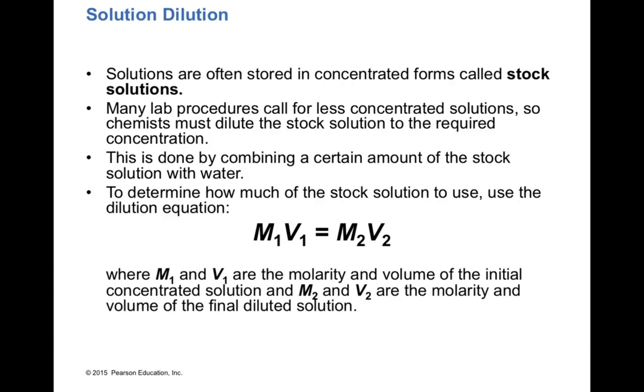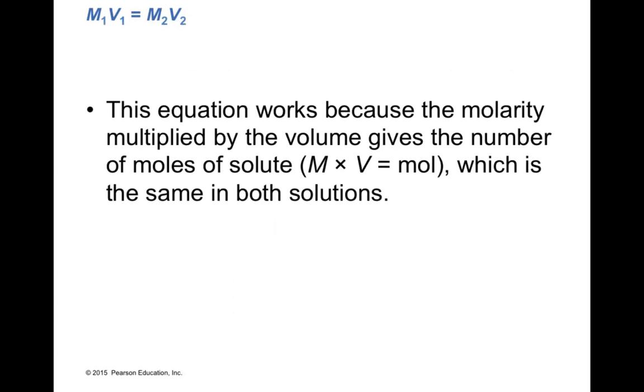So M1 and V1 are the molarity and volume of the initial concentrated solution, and M2 and V2 are the molarity and volume of the final diluted solution. Now, this equation works because the molarity multiplied by the volume gives the number of moles. Remember that molarity is moles over volume. So if we multiply by volume, we cancel the units of volume and we have moles, which is the same in both solutions. So the number of moles is the same in the concentrated or in the diluted solution.